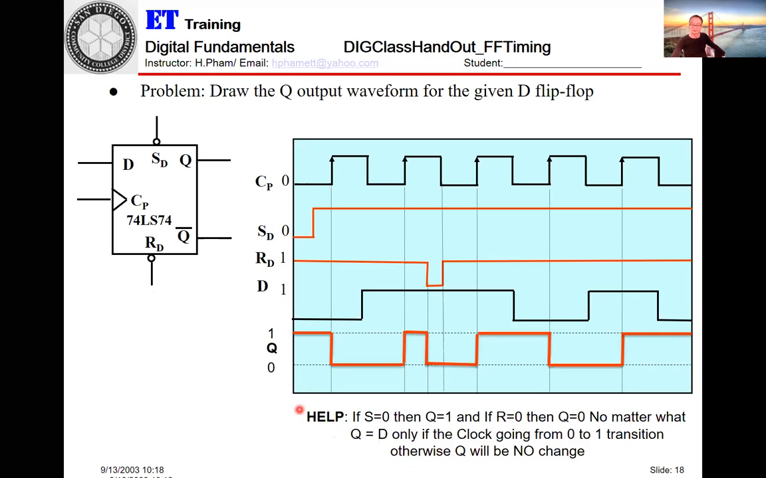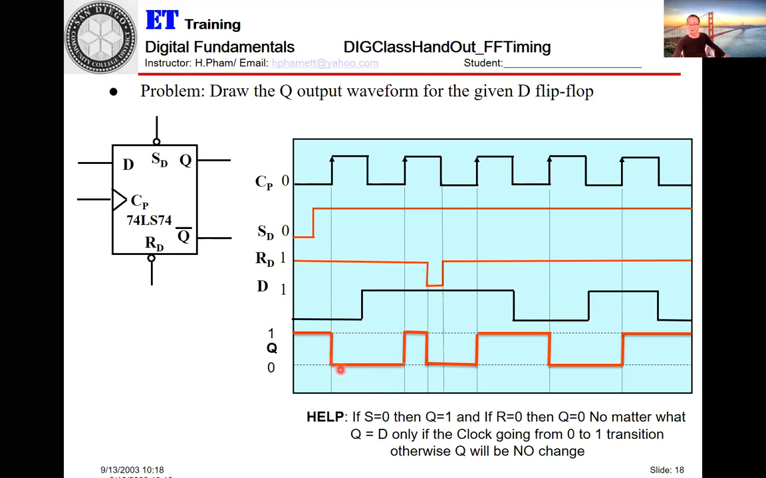Okay, now, at the beginning, Z equals 0. Q must be 1 until the clock goes from 0 to 1. So when the clock goes 0 to 1, to know Q you must know D. What is D? D is 0. So that's why Q equals 0.